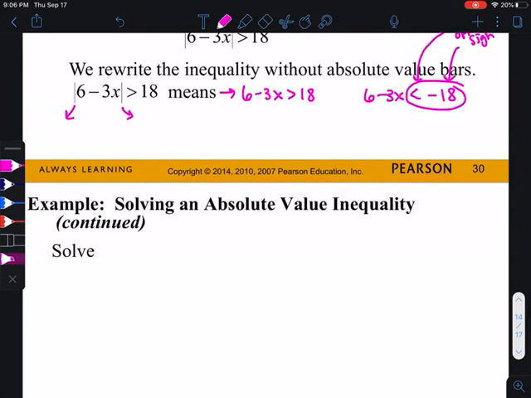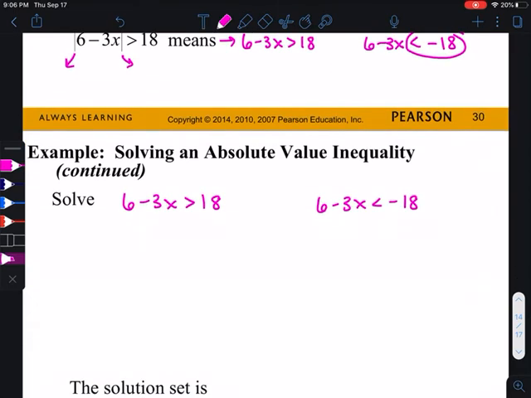So then we're just going to go about solving them. We had our 6 minus 3x is greater than 18, and we have 6 minus 3x is less than negative 18. And you guys all know how to solve equations. All right, subtract 6. Negative 3x is greater than 12. Dividing by negative 3, x is greater than negative 4.